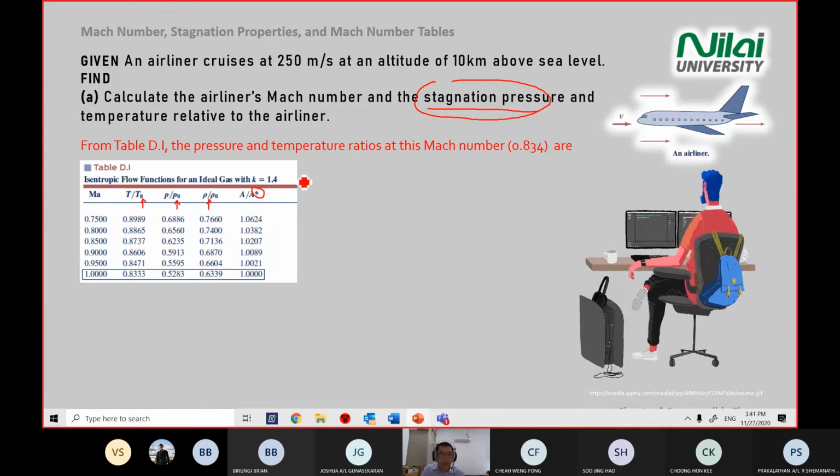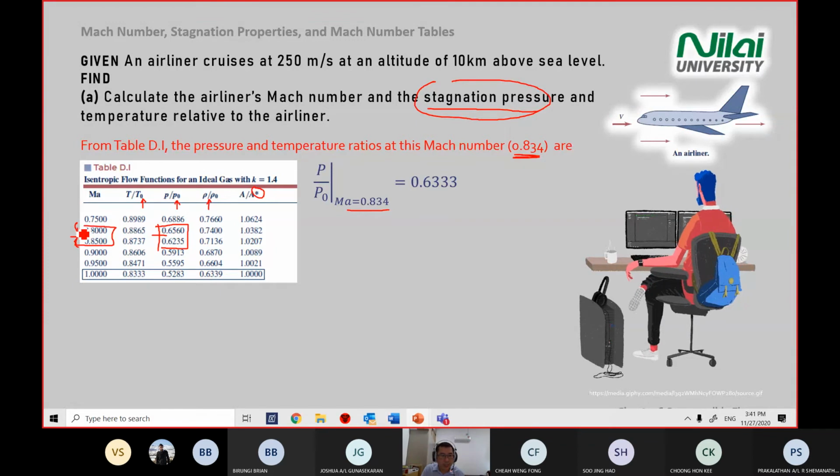Since we defined our Mach number as 0.83, it is around here. Your Mach number is 0.834, so it is here. It asks you about stagnation pressure, so what you do is look at these two values and do interpolation at Mach number 0.834, which is here.